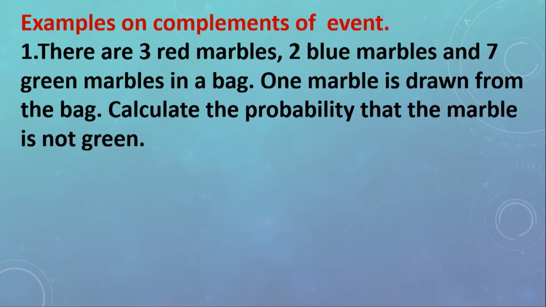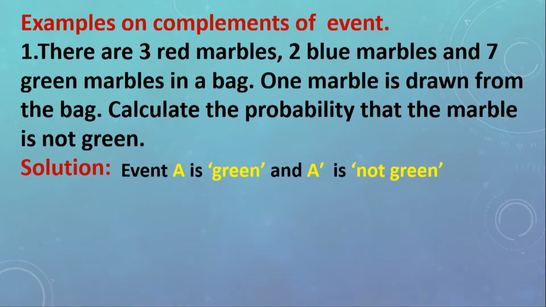There are 3 red marbles, 2 blue marbles, and 7 green marbles in a bag. 1 marble is drawn from the bag. Calculate the probability that the marble is not green. Let the event A be having a green marble. So the event A dash will be having a marble which is not green.